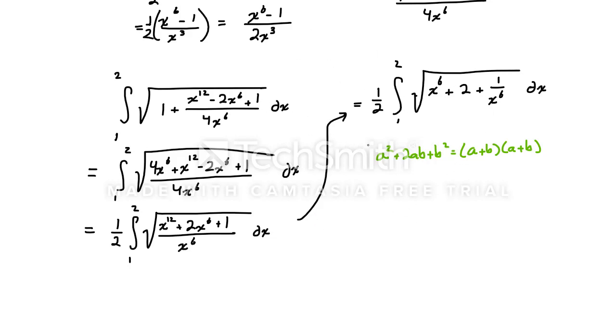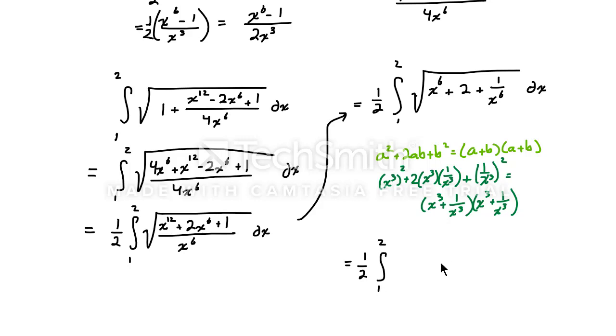If you think about it, the polynomial underneath the square root could be expressed as x to the 3rd squared plus 2 times x to the 3rd times 1 over x to the 3rd plus 1 over x to the 3rd squared, which means it can be factored into x to the 3rd plus 1 over x to the 3rd times x to the 3rd plus 1 over x to the 3rd. That, of course, means it's this expression squared. So our integral finally becomes something really nice, no more square roots even, because it's the square root of x to the 3rd plus 1 over x to the 3rd squared.